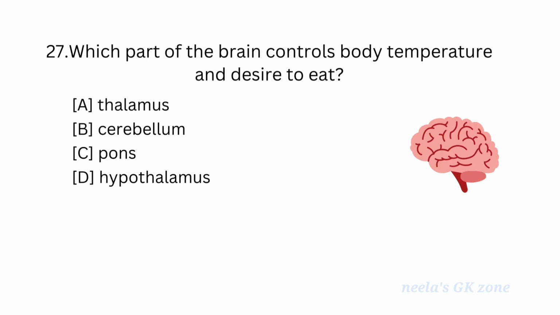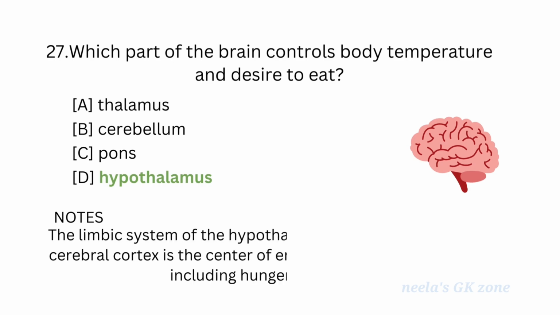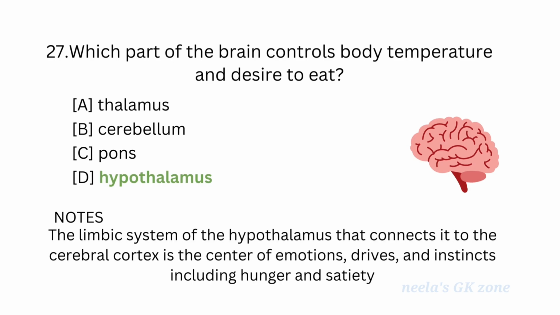Which part of the brain controls the body temperature and desire to eat? Hypothalamus. Notes: the limbic system of the hypothalamus that connects it to the cerebral cortex is the center of emotions, drives, and instincts, including hunger and satiety.